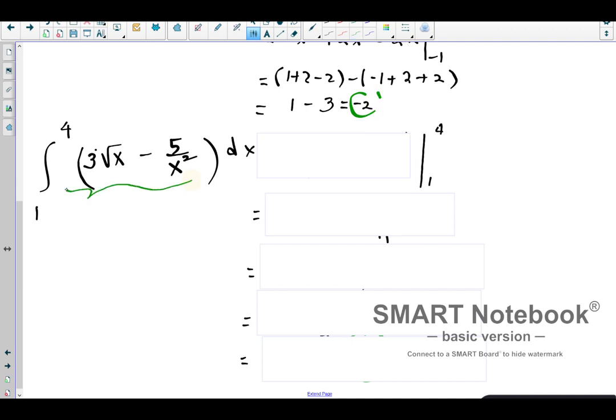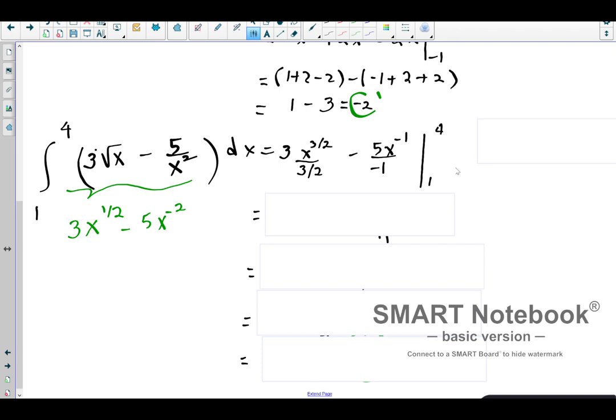Rewrite 3 times square root of x as 3 times x to the 1/2, and rewrite negative 5 over x squared as negative 5x to the negative 2. So as you integrate 3 times x to the 1/2, keep the 3 as it is, and add 1 to the power, it'll be 3x to the 3/2, and then you need to divide by 3/2. And the other one, keep the negative 5 as it is, apply the same rule to x to the negative 2, right? Add 1 to the power, you get x to the negative 1, and divide by negative 1. So you have negative 5x to the negative 1 over negative 1.